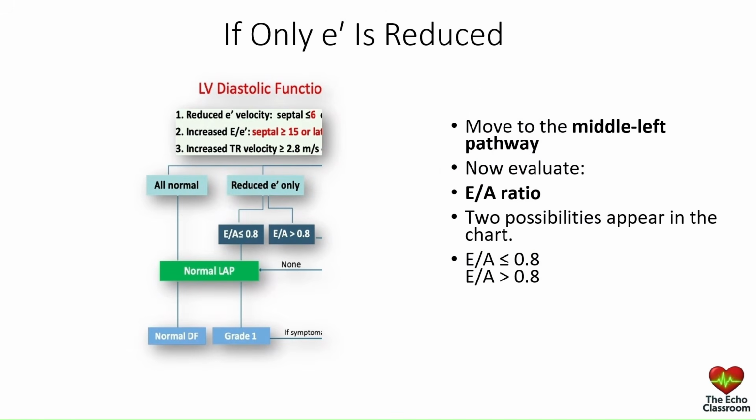Case number 2, if only the E prime is reduced. This means relaxation is impaired, but the filling pressure is still normal. That's why we would have to go an extra step in this case. So the next step would be to look at the E to A ratio.